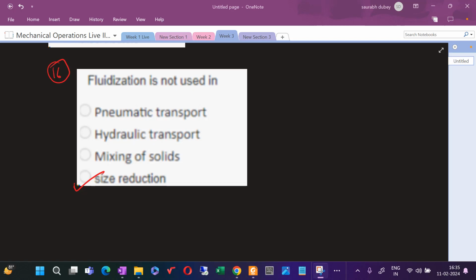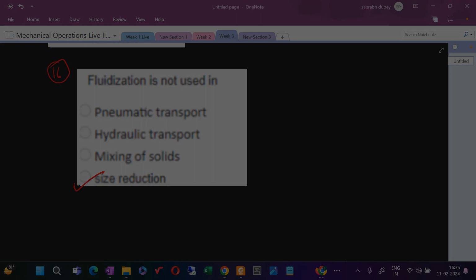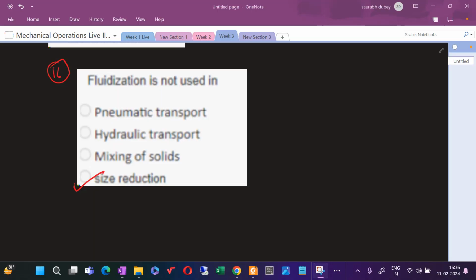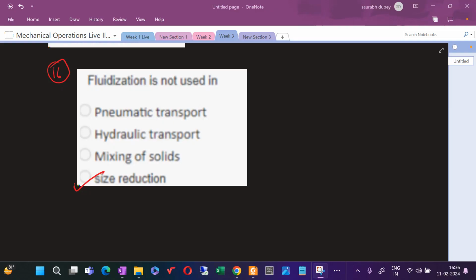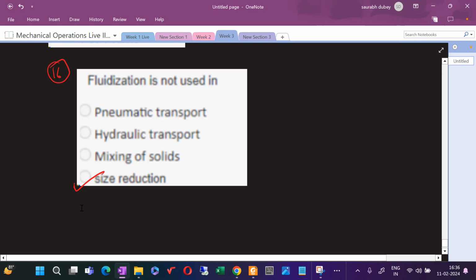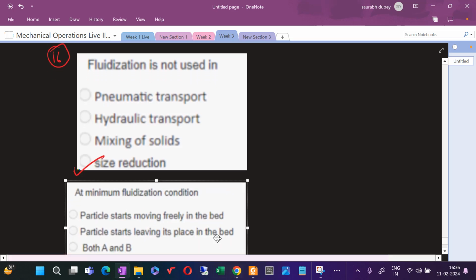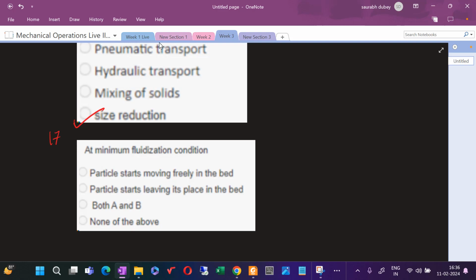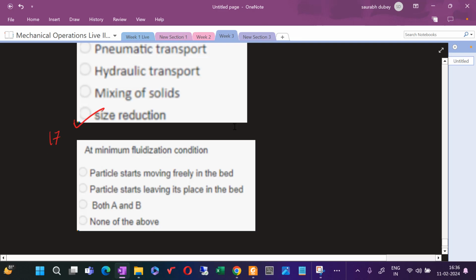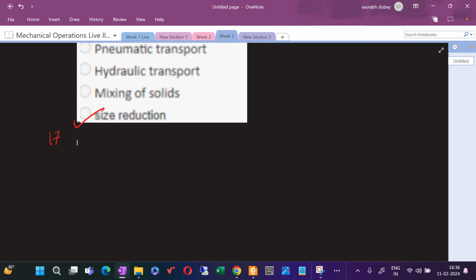I have already solved one numerical, but just for your information I will explain the things again. This minimum fluidization is actually the situation here. So this is the 17th question. The minimum fluidization condition is when the particles start moving freely, leaving their place. I think we have solved this question already, so let us take some other question.